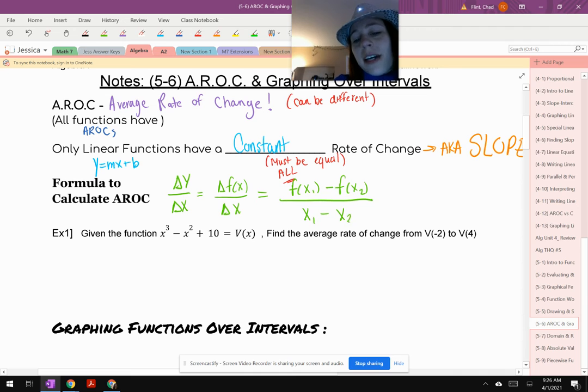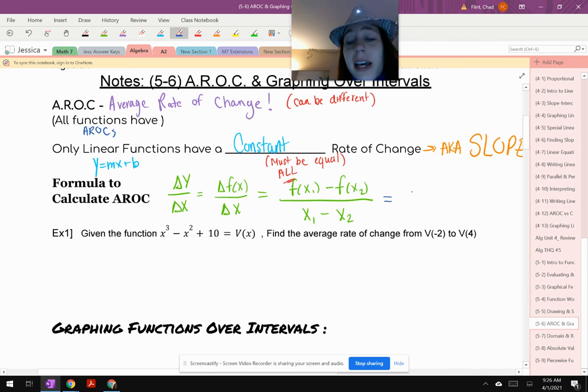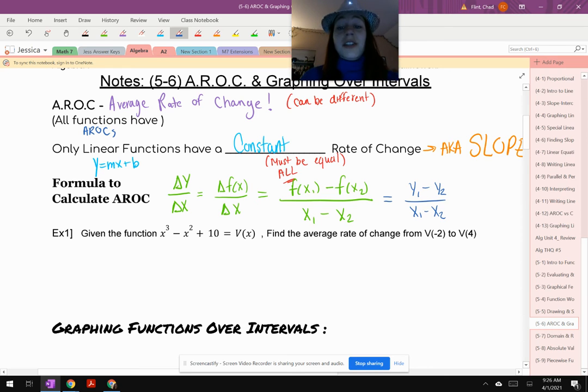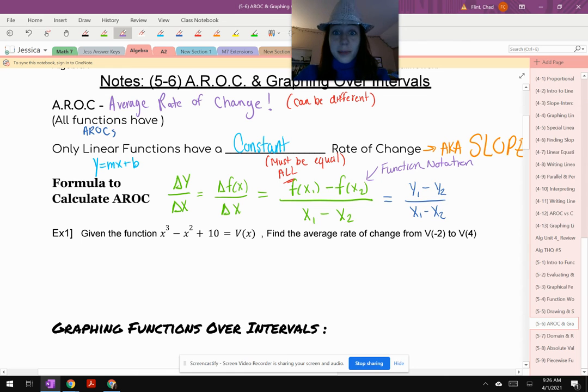x1 minus x2. Which, let's be real, guys, this is the same exact thing as y1 minus y2 over x1 minus x2. The only difference is that you're going to see it sometimes in function notation. This is function notation. That f of x piece, that function of x.